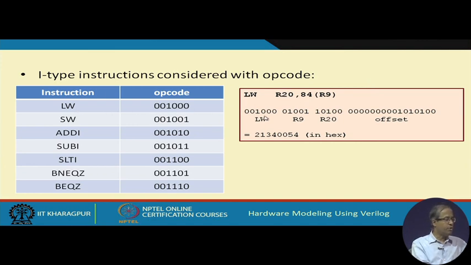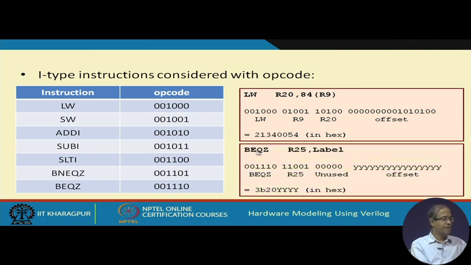So, load opcode is this, source is R9, 01001, destination is R20, this is 20, and in the 16 bit offset we write 84. 84 is in decimal, if you convert it to binary, this will be the binary equivalent for 84, this you can check. So, again if you convert this into hexadecimal, the hexadecimal form becomes 21340054. This instruction is encoded like this.